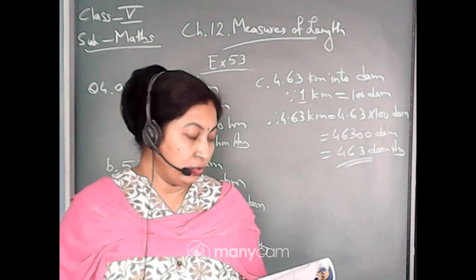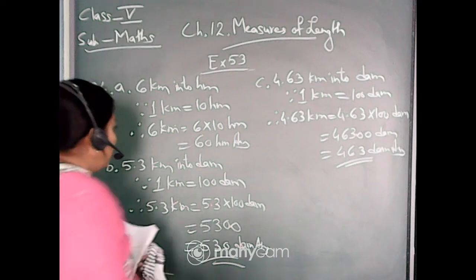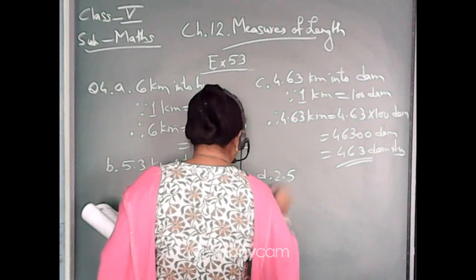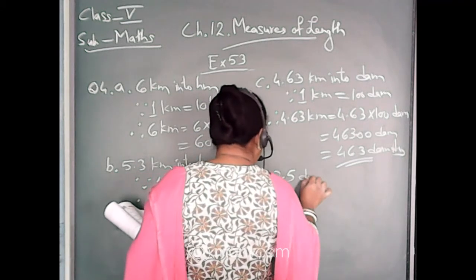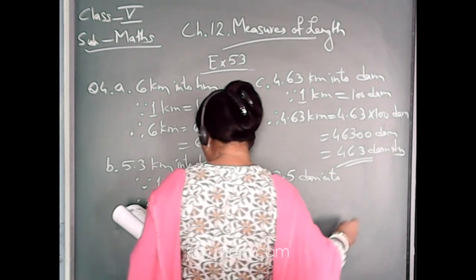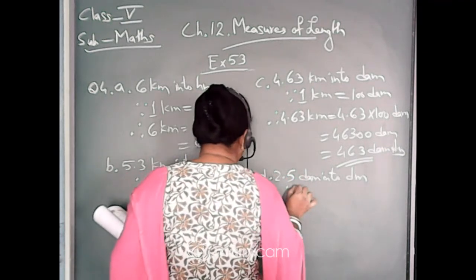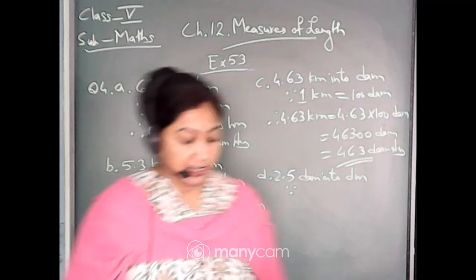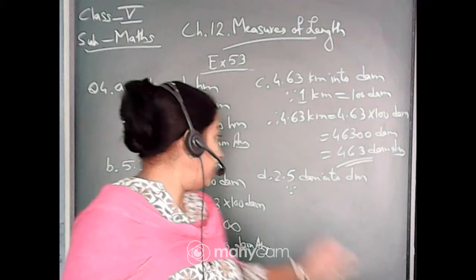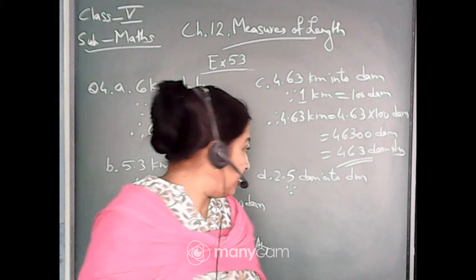2.5 decameter into decimeter. Now you have to convert from decameter to decimeter. So I am writing here number D: 2.5 decameter into decimeter. Now this is coming from deca to deci. What we will write? Just memorize. Kilometer, then hectometer, decameter. You have to convert decameter. Then meter, decimeter, centimeter.